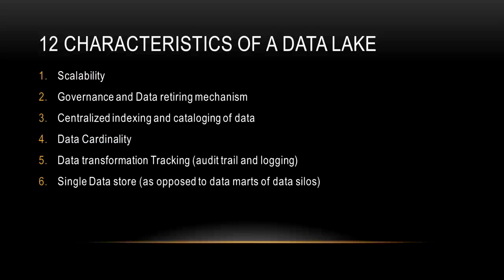The third characteristic is that a centralized indexing and a cataloging system should be in place. Cardinality means how data is related with other data in the lake. It is worth noting that the first three characteristics help prevent a data lake to turn into a data swamp. A data swamp is when a data lake no longer holds any usable information and becomes a waste.